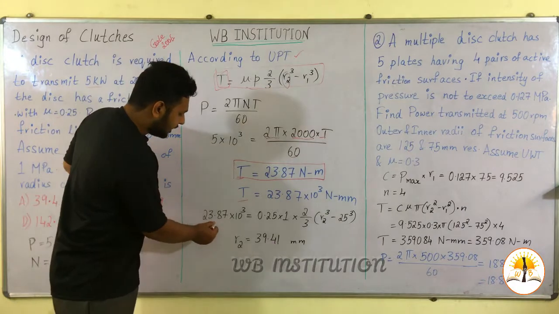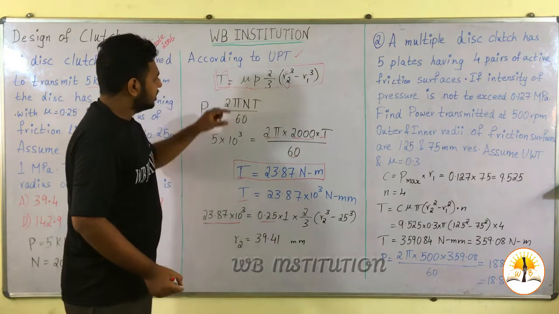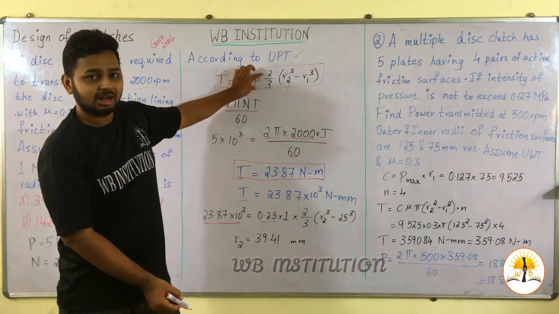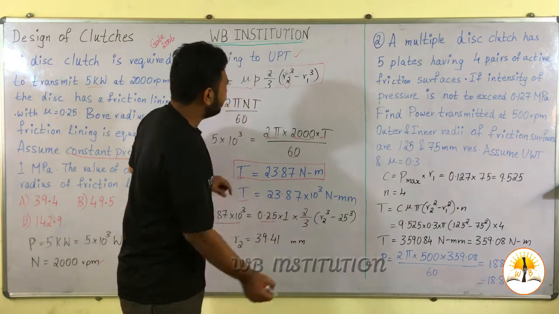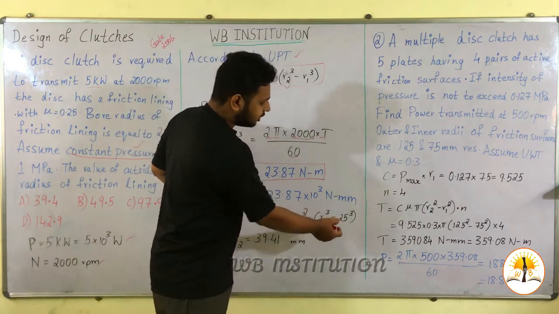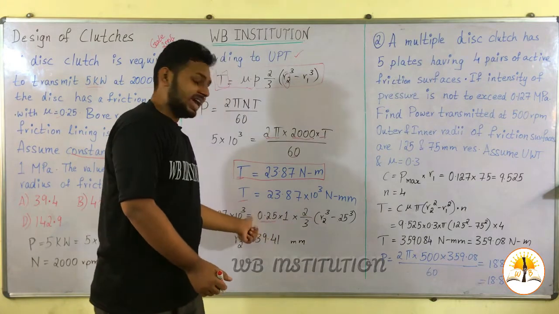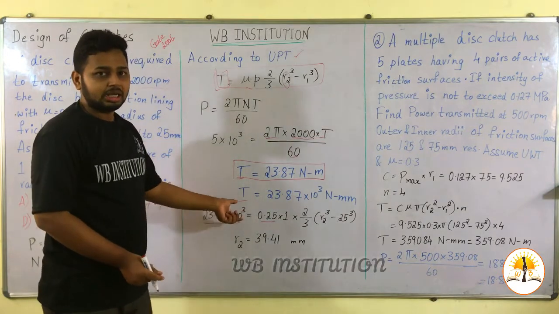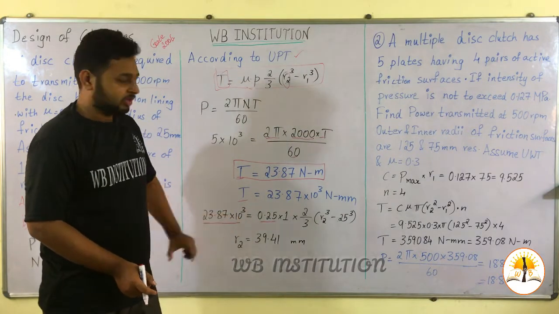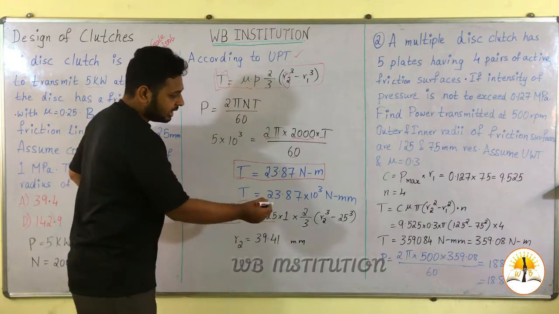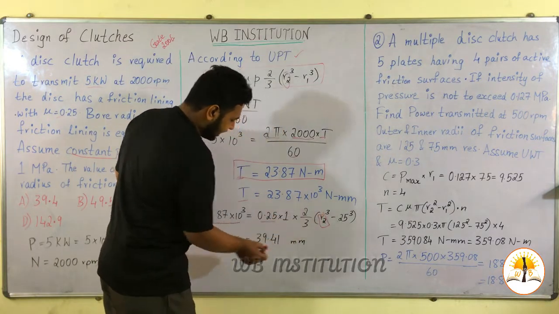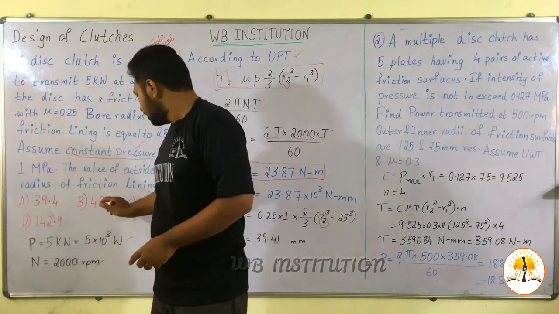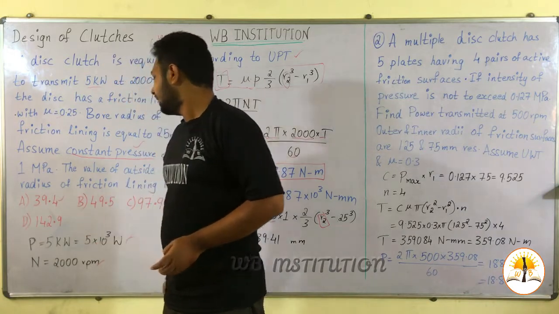So here 23.87 into 10 cube equals the coefficient of friction 0.25 and the constant pressure 1 megapascal into 2 by 3 into R2 cube minus 25 cube. Here all units are in mm and Newton only, so we are not considering kilo or mega. Now if we solve this equation, the only unknown value will be R2. Then we get the value of R2, that is 39.41 mm. So in this, option A is the correct answer.